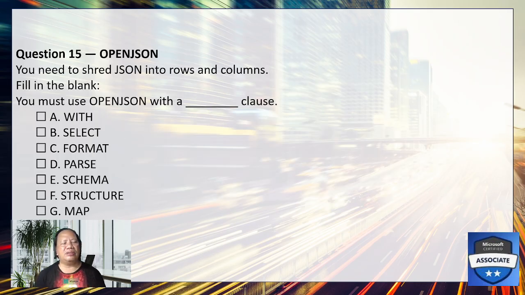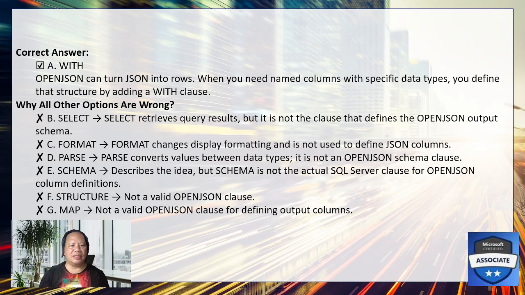Question number 15. You need to shred JSON into rows and columns. Fill in the blank. You must use OPENJSON with a blank clause. A. WITH. B. SELECT. C. FORMAT. D. PARSE. E. SCHEMA. F. STRUCTURE. G. MAP. And the correct answer is WITH, right?